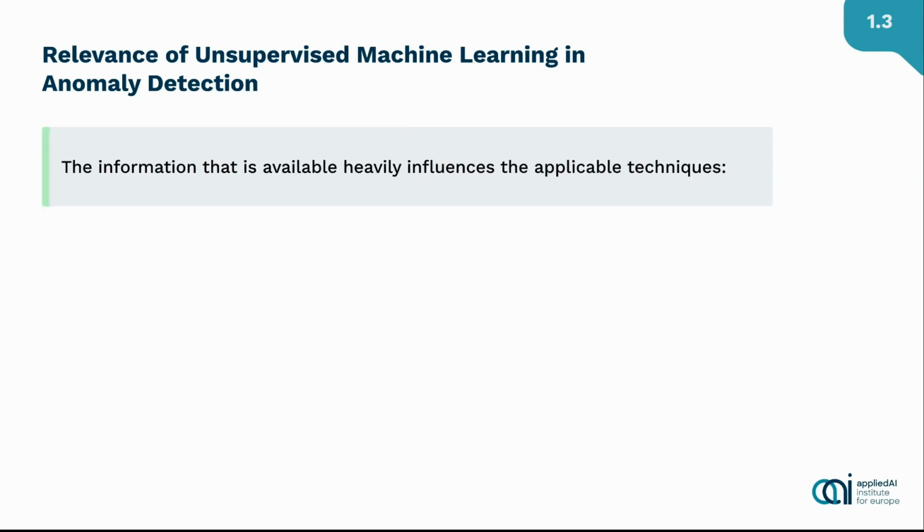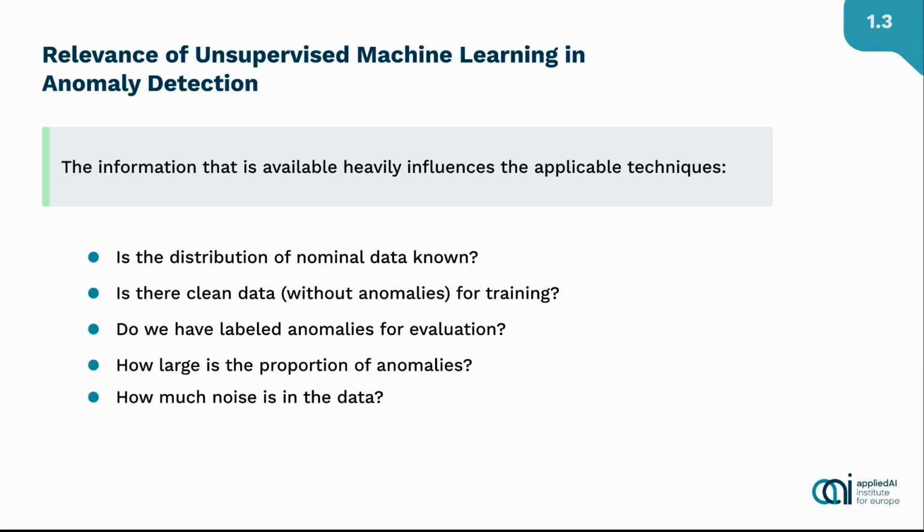Questions that you should ask yourself when you want to install an anomaly detection system are: Is the distribution of the nominal data known? Is there clean data available for training, meaning data without anomalies? Do we have labeled data for evaluation? How large is the proportion of anomalies in our data? And how much noise is in the data?